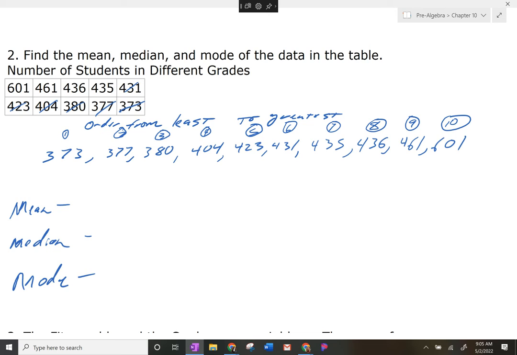The mode. Which is the number that happened the most often? Did they have one? Nothing. So they didn't have a mode. Okay? So hopefully you saw there was no mode at all.